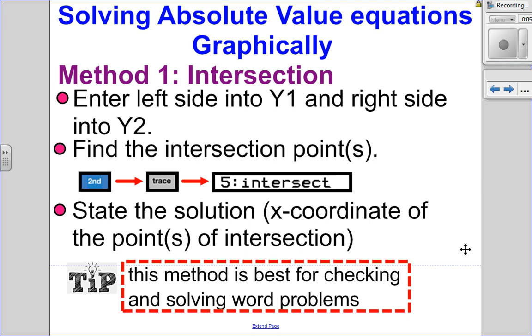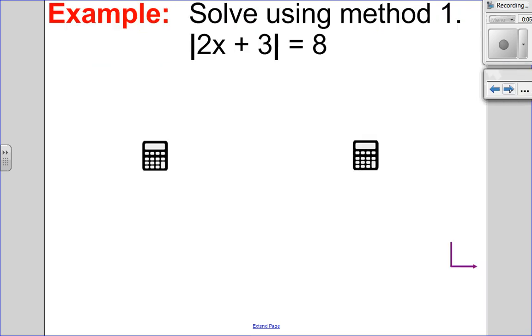Once we've done that, we state the solution, which is the x coordinates of the point or points of intersection. So let's try an example. This one here I'm going to solve in method 1. So I'm going to put this left side here into y1, unchanged, this side here into y2, and then see what I get on my graph.